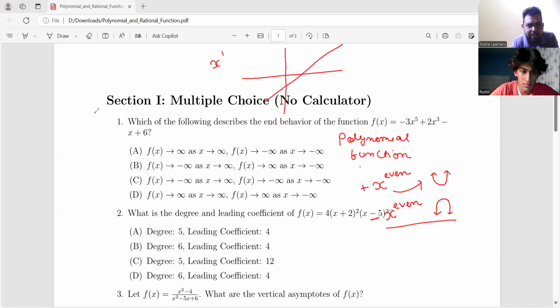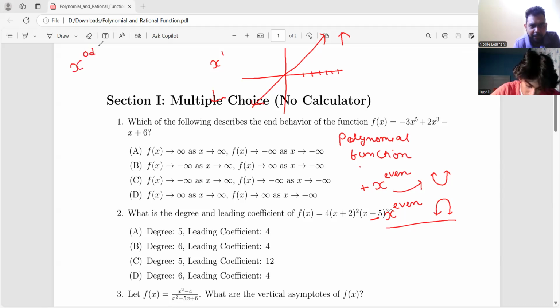If you have to make a graph for this, the graph goes like this. Sorry, it will pass through the origin. By mistake, I made that. Like this it is going, correct? So it is an increasing function. That means when you are increasing the x value, your y value is also increasing. So it is down, up. Whenever you have x odd and the coefficient is positive, then this is like down and then it is like up. This is how the graph is made.